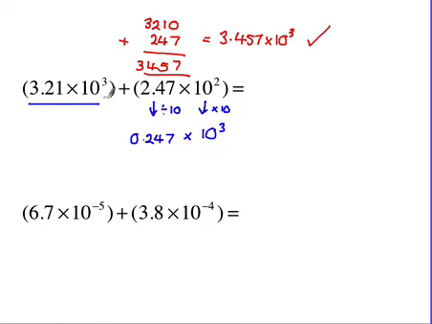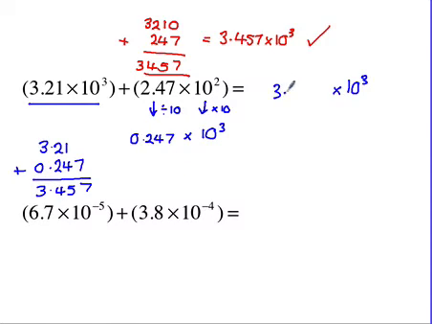Now I've still got this bit over here, and I'm just going to add this and this together. So I'm going to add the 3.21 to the 0.247, and I know that the times 10 to the power of 3 add times 10 to the power of 3 is still going to remain as something times 10 to the power of 3. So in a column I'm just going to add together the 3.21 and the 0.247, and that will give me hopefully the same thing as before. So I've still got 3.457 times 10 to the power of 3.